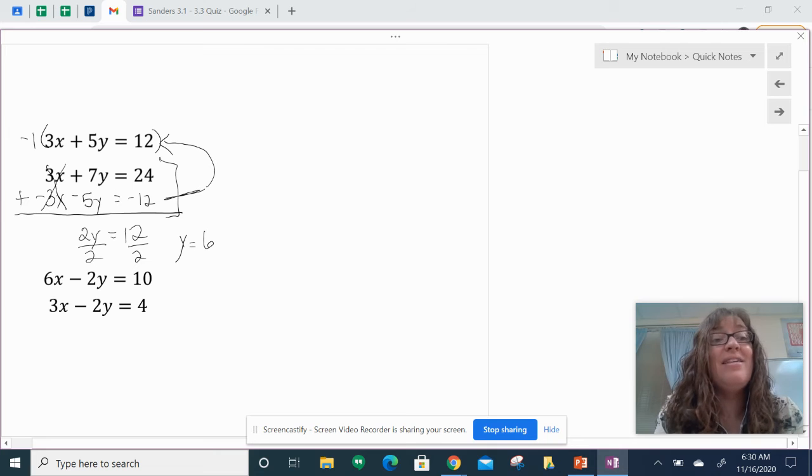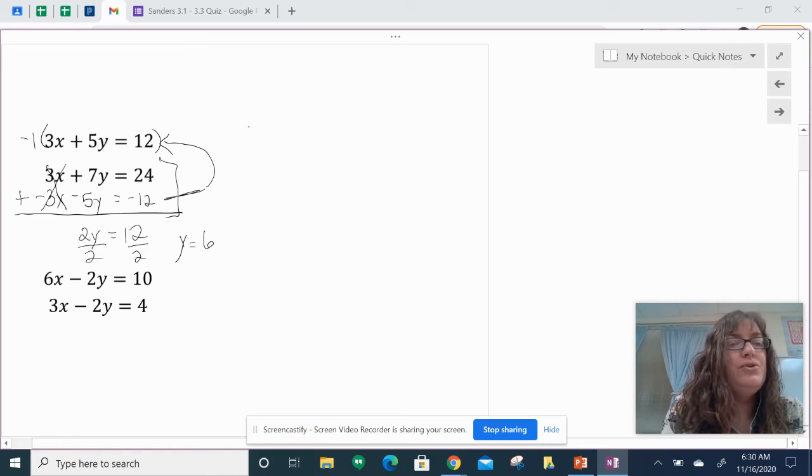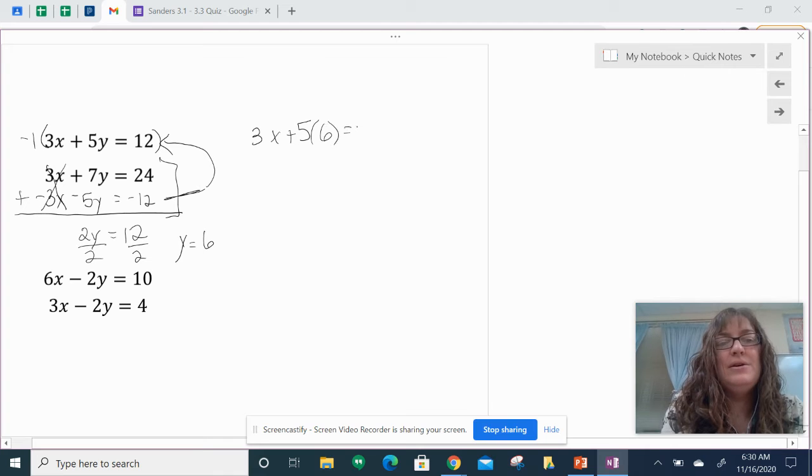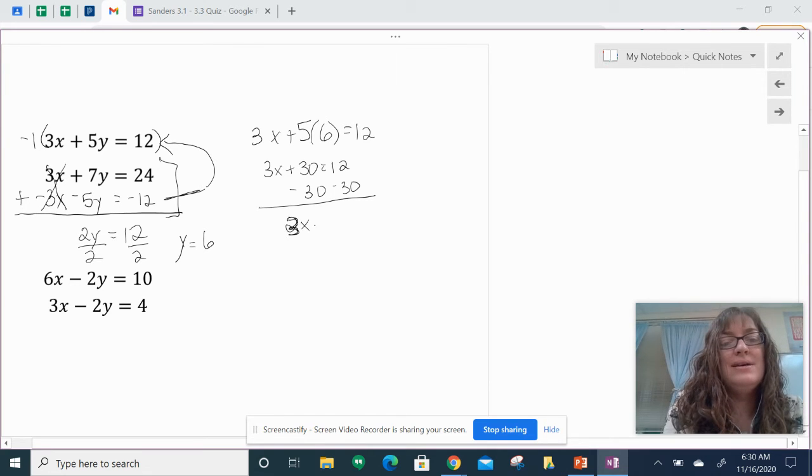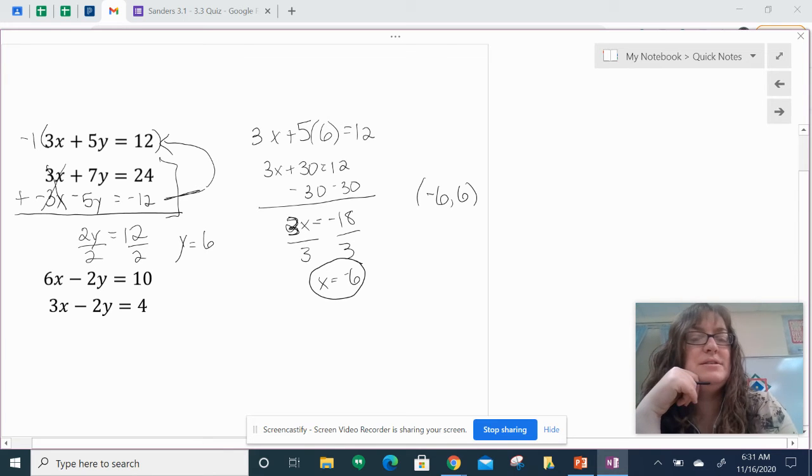And now I'm going to plug that value in, remember, for the y this time, in order to find the other variable. So using my top equation, I'm going to have 3x plus 5 times 6 is equal to 12. I've got 3x plus 30 is equal to 12. If I subtract 30 from each side, I end up with 3x is equal to negative 18. And dividing by 3, I finally get x is equal to negative 6. So my solution is the point negative 6, comma 6.